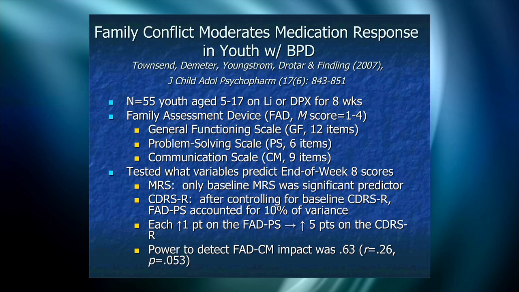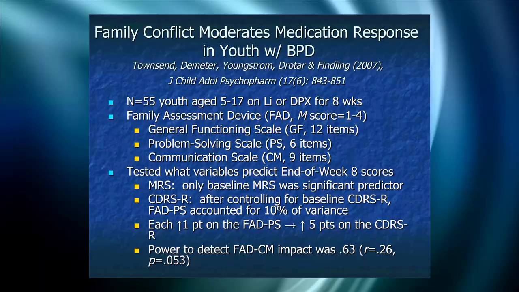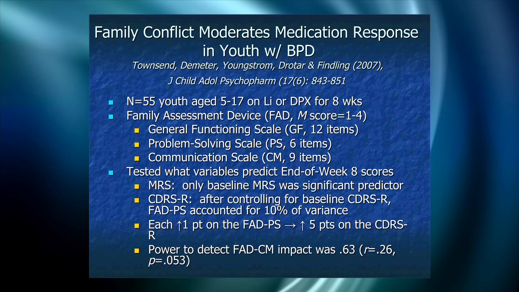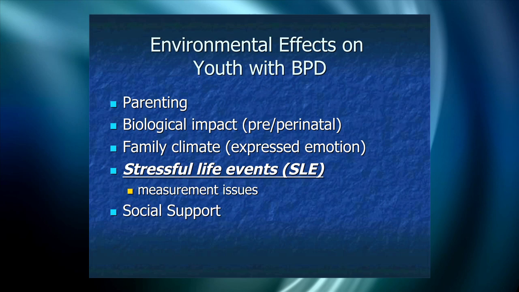So you've got your baseline score and your end of week 8 score at the end of the clinical trial. On the mania rating scale, only the baseline MRS score was a significant predictor. So the best predictor of current behavior is past behavior, in this case, manic symptoms. On the depression scale, the CDRS-R, after controlling for baseline CDRS-R, the FAD problem-solving scale accounted for 10% of the variance. Each 1 point up on the FAD problem-solving scale led to a 5 point increase on the CDRS-R, and the power to detect the impact was 0.63. Okay, so family climate, you've got to pay attention to that.